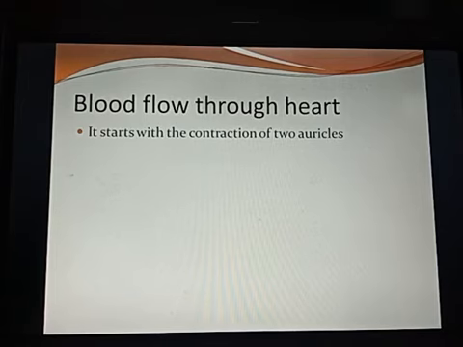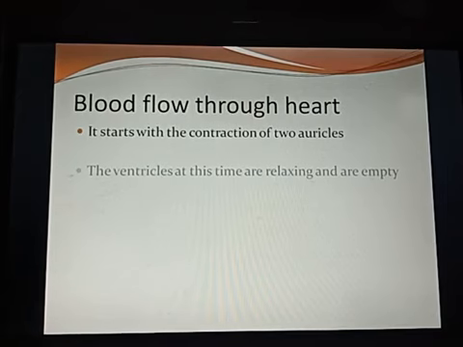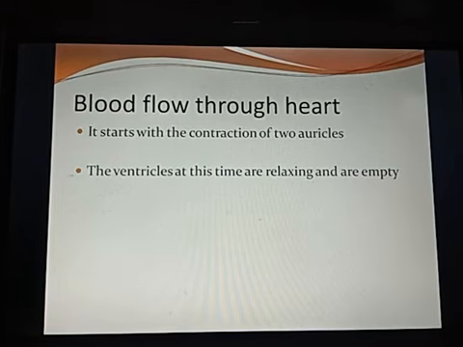When both the auricles contract, both the ventricles relax. When the ventricles contract, at that time the auricles relax. Side by side, these two processes take place. So it starts with the contraction of the 2 auricles. The ventricles at the same time are relaxing and they are empty, meaning no blood is there.